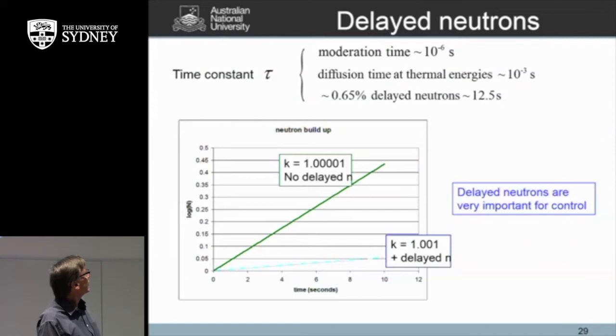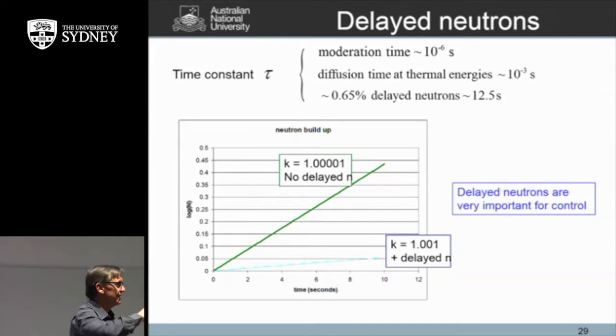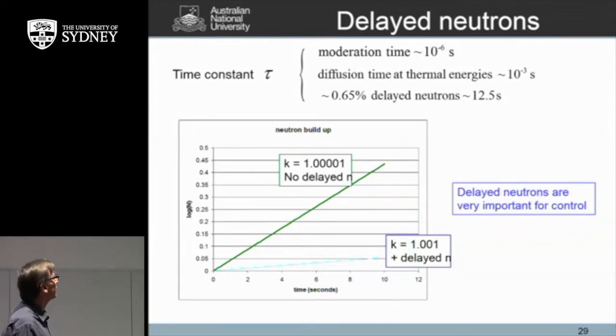So we can define a time constant for this reactor period, the time for going around that circle from one generation to the next. The moderation process takes about a microsecond. So in a light water reactor, it takes about 20 collisions of the neutron in about a microsecond to slow that neutron down. Then it wanders around in the core for about 1,000 times that time, for about a millisecond.